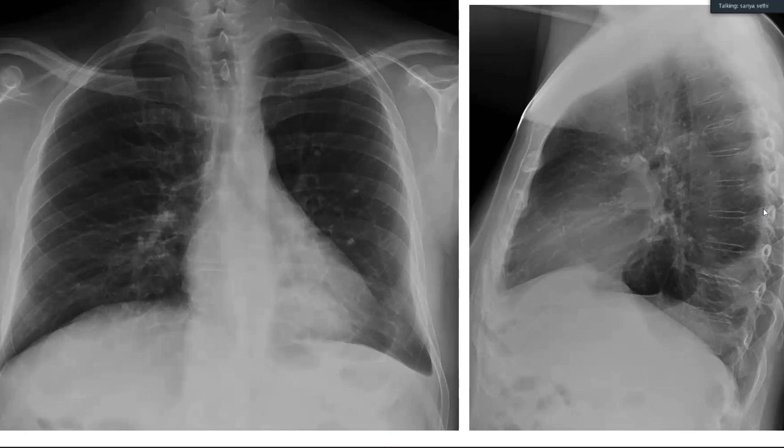Actually, with the history of TB, I was thinking of any cavities or fibrosis, apical fibrosis. I don't see any of that. In the exam, I do not really think the history will be a correct one, absolutely correct.